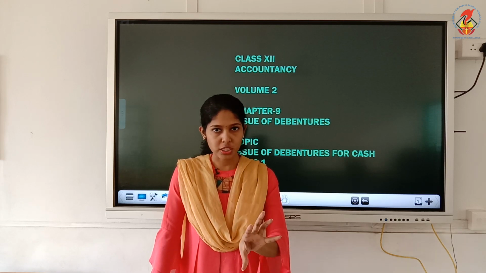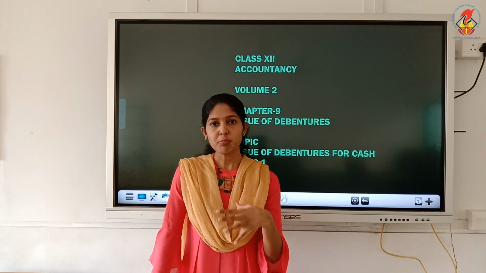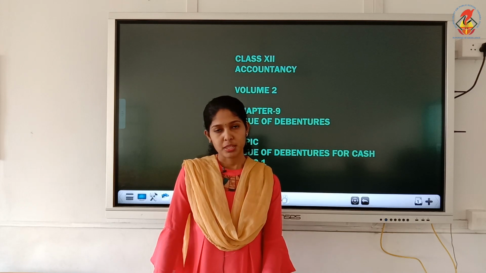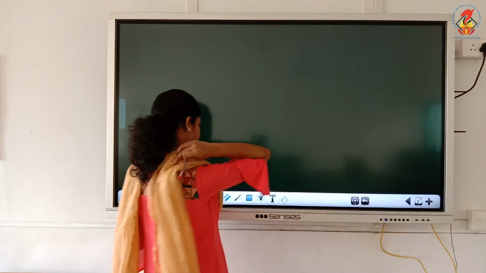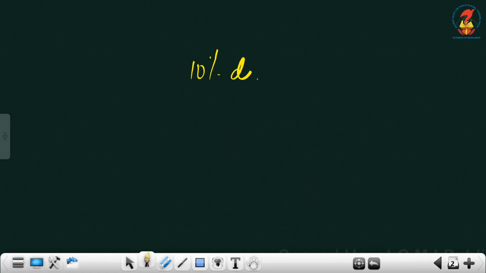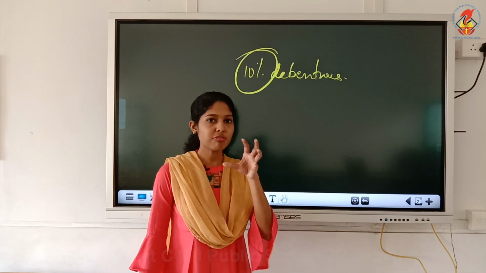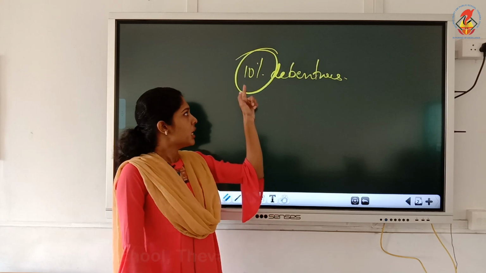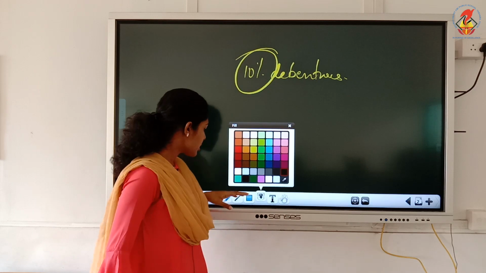Understood? Actually this is a document issued by the company to the public when they raise money from the public. So that is given as evidence, as a proof to the public. Then debentures will usually be written as, the name of the debenture will be like 10% debentures or 9%. The rate of interest varies, but there will be a fixed rate of interest attached with the name of the debentures. Understood?